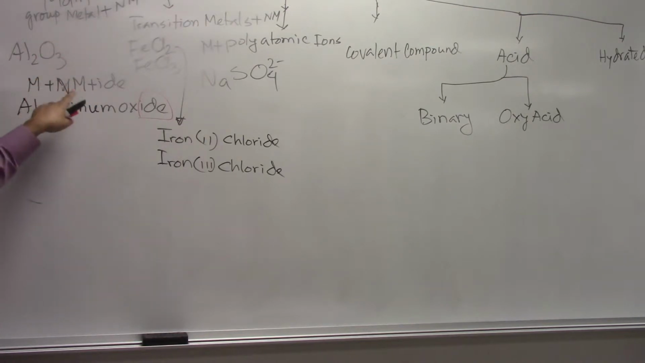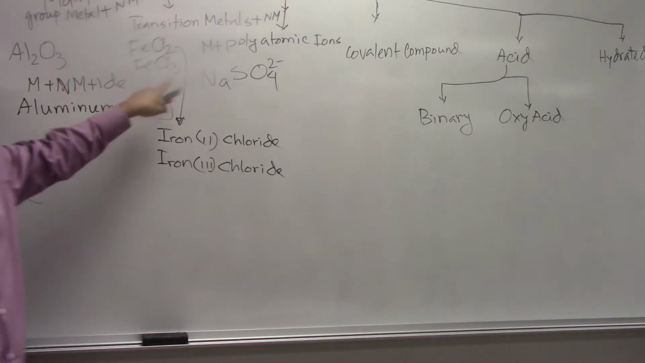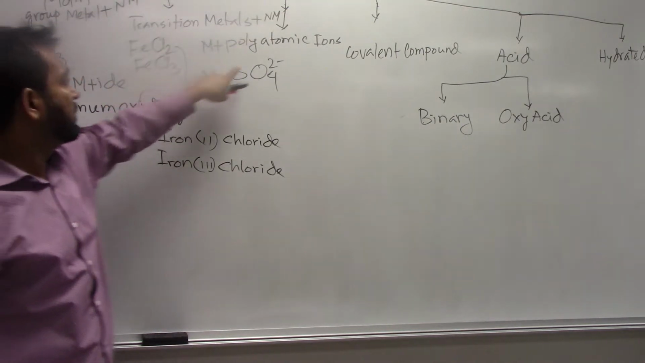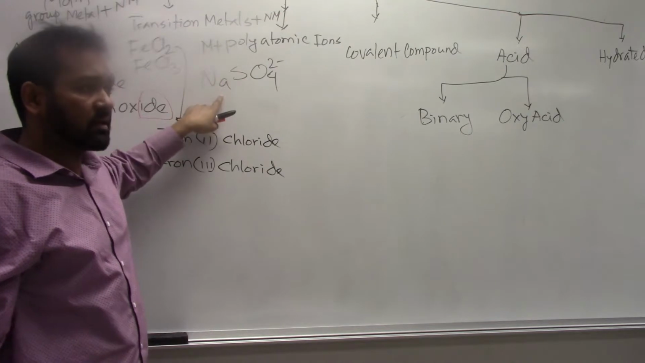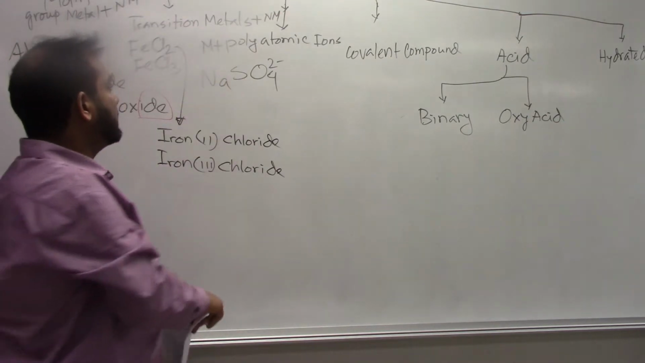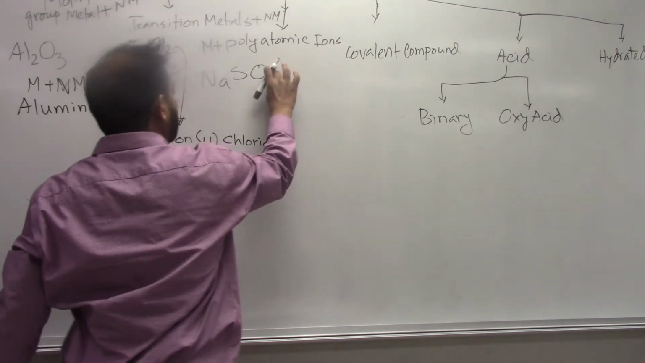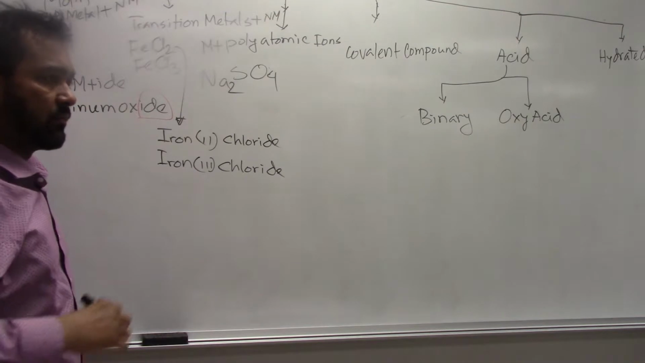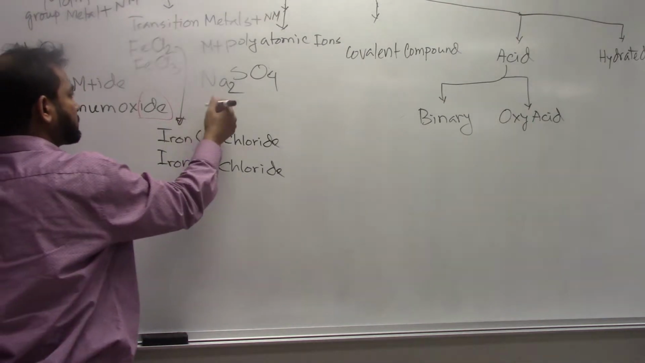A non-metal comes up to make aluminum oxide. So here, non-metal plus transition metals. Here, polyatomic ions plus metals. So sodium sulfate. When you write the compound, the two ions become like this. Sodium sulfate.